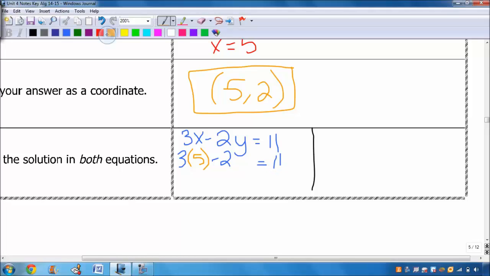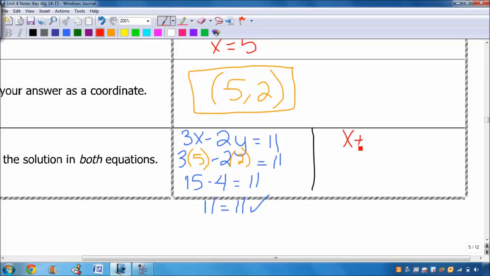So I'm going to replace this guy right here with a 2. Then I'm just going to go ahead and evaluate. So I get 15 minus 4 equals 11, and then 11 equals 11. So I know that I'm good with one equation, so I'm only 50% sure that my answer is right. Now I got to check it in my other equation.